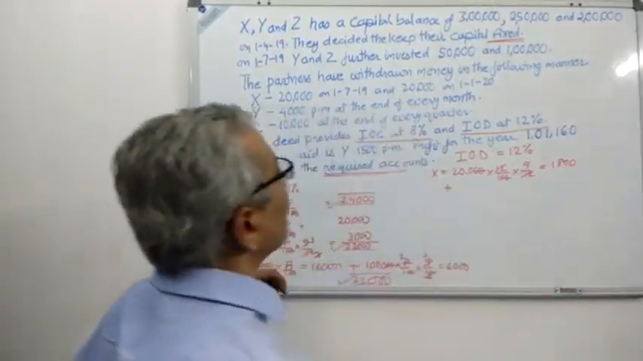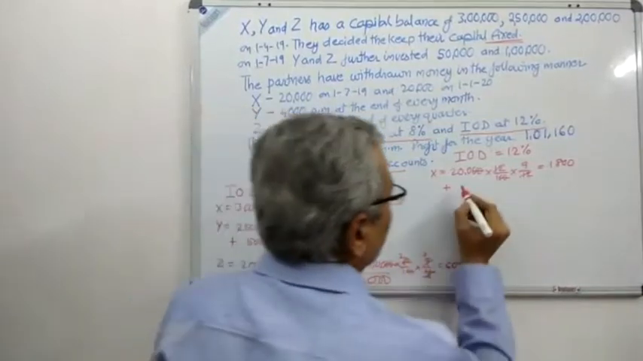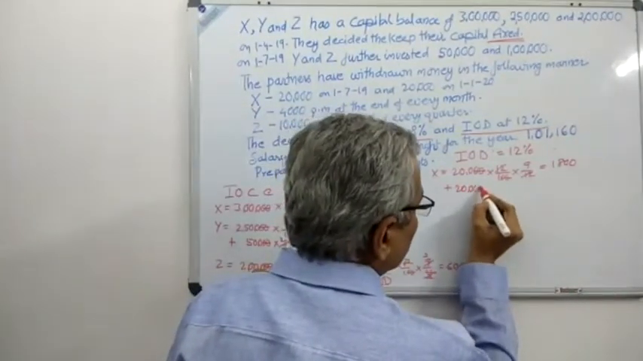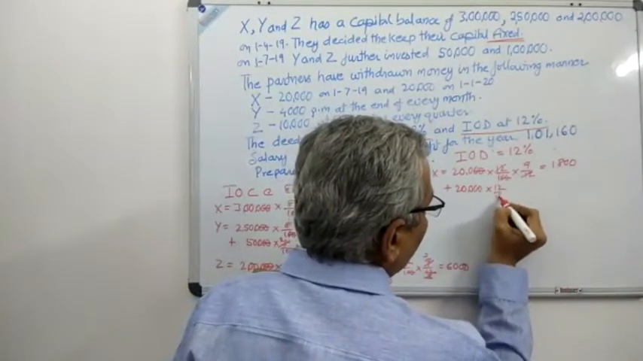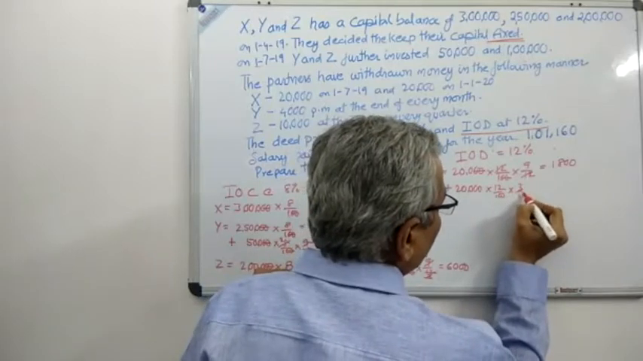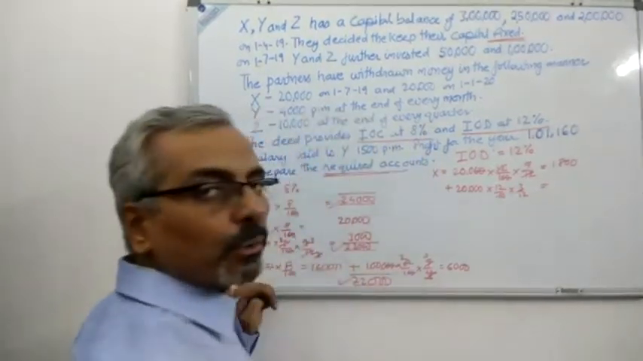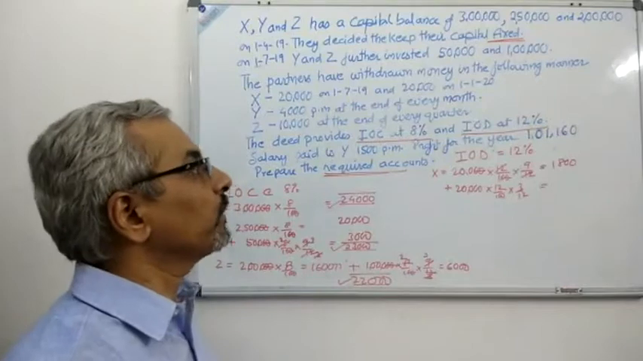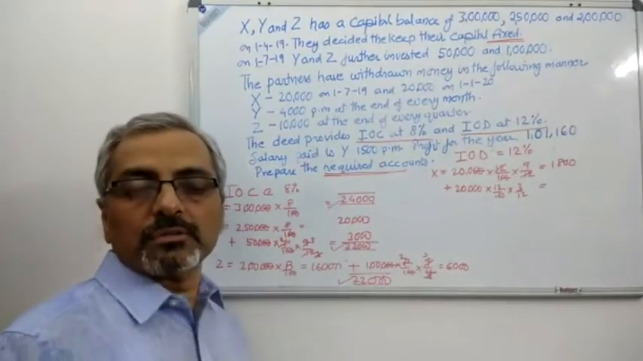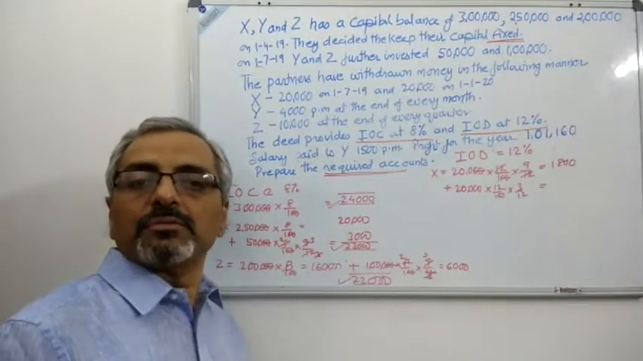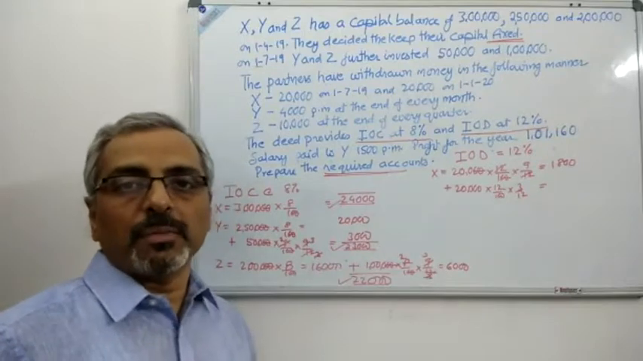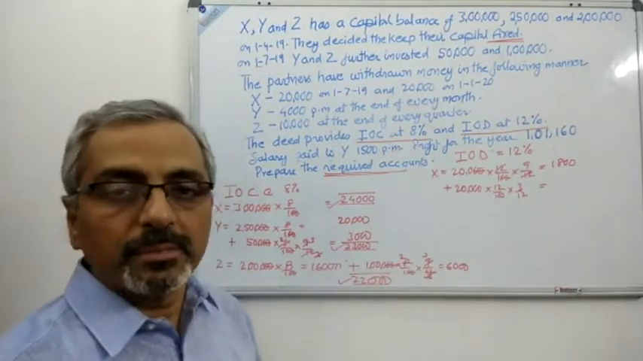Plus we have 20,000 into 12 by 100 into 3 by 12. I am sure you are getting that calculation. You are understanding why 3 by 12, because it was drawn on 1st of January 2020. 1st of January 2020 to 31st of March 2020 will obviously be 3 months.